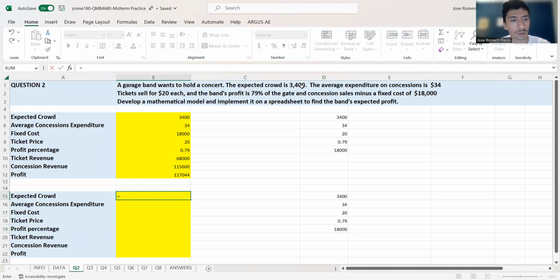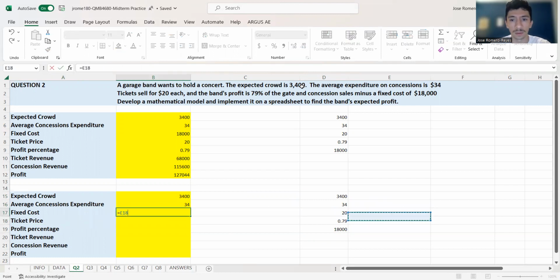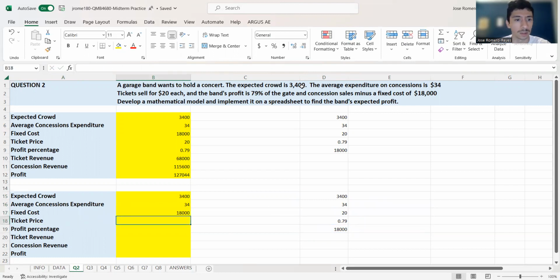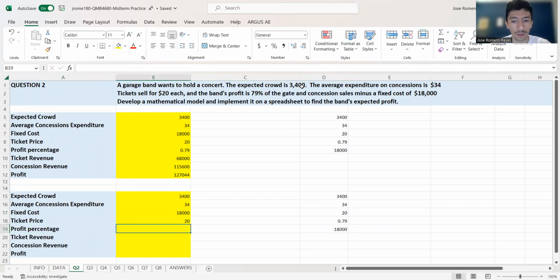So here it's really easy. It's just what's the expected crowd? Well, we just got that. What's the average expenditure? We just got that. What's the fixed cost? Down here, 18,000. The ticket price, $20, and the profit percentage. So the first part of this is really easy.